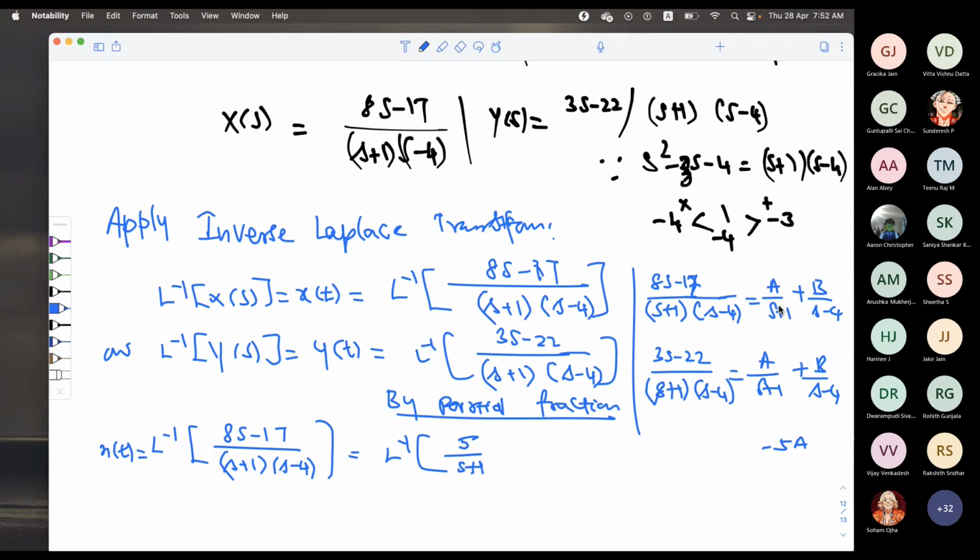18 equals 5b. Check the value whether I am doing it correctly or not. One second. Yeah, 18 equals 5b, right? Right, 18 equals 5b, am I right? Sir, is it right?